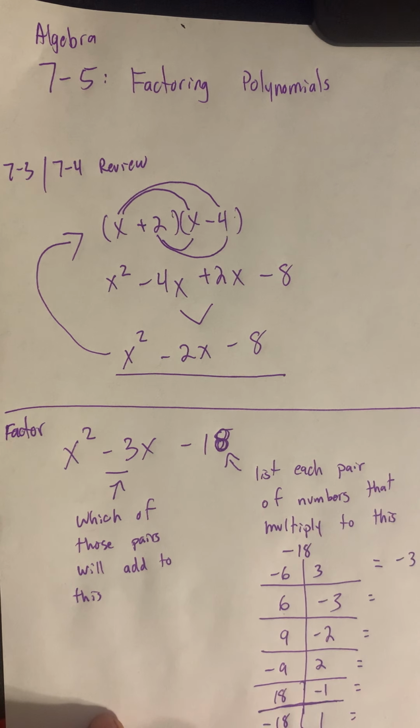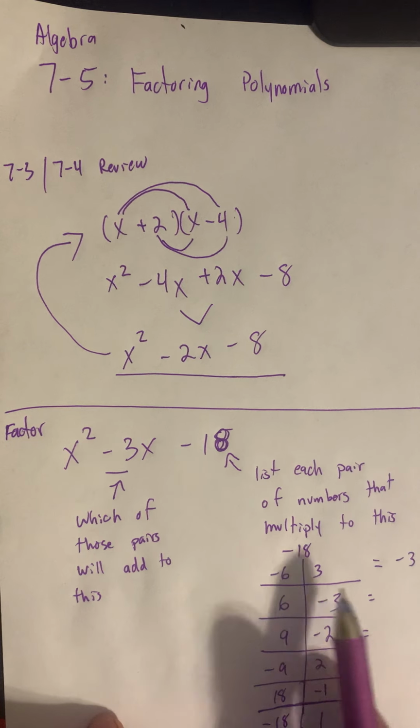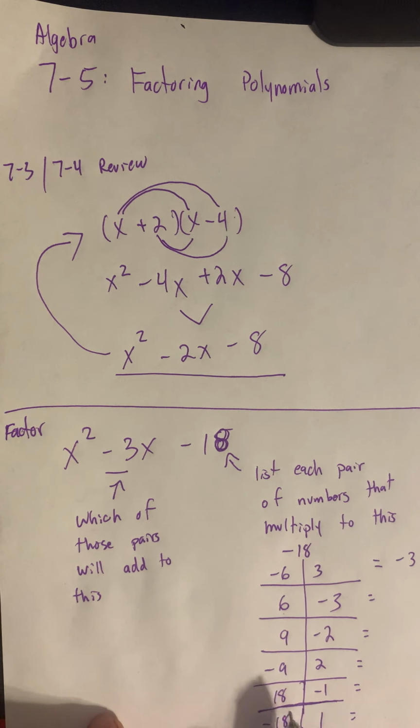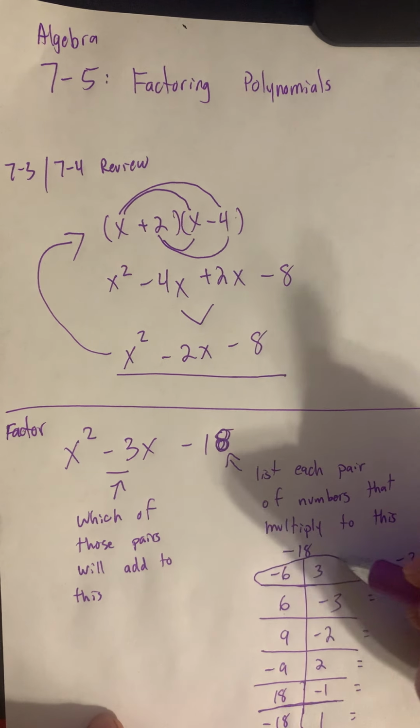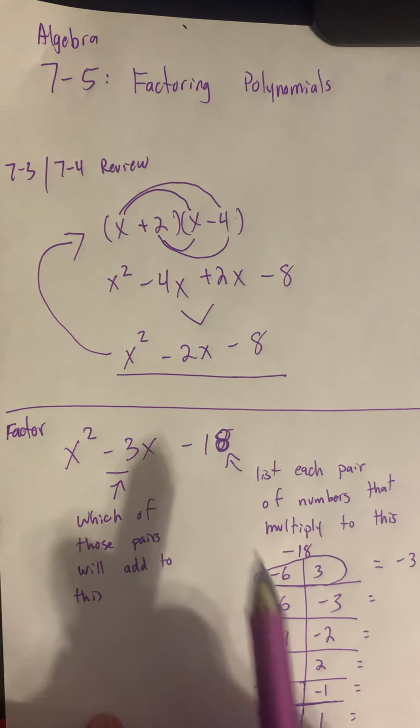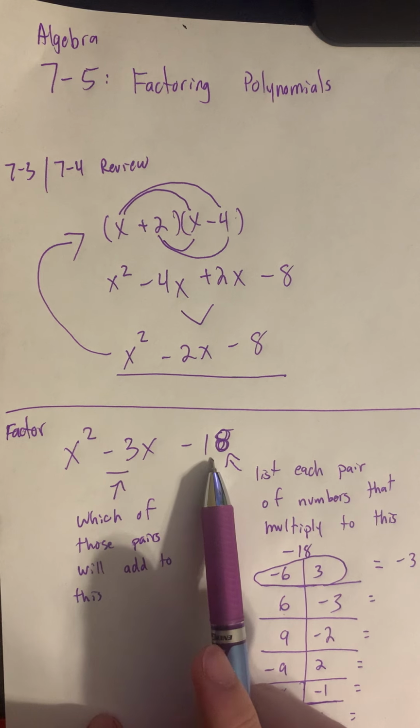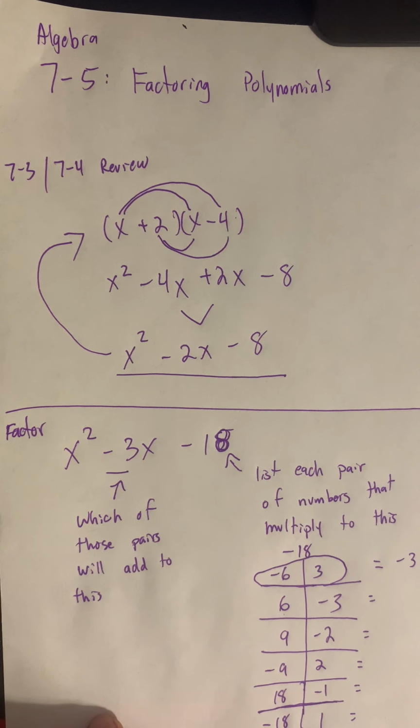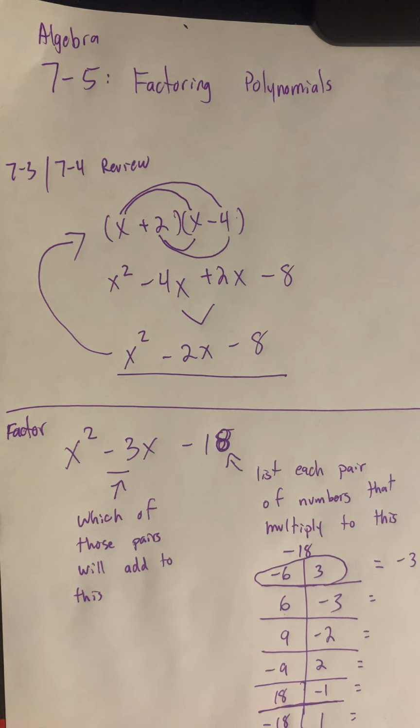So we already found our first answer, but usually it might not be the first one you listed, so you might have to add each one of these until you get the answer. But this is the pair of factors that will multiply up to negative 18 and also add up to negative 3.